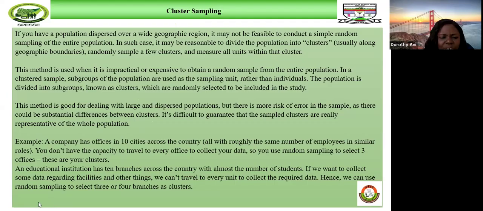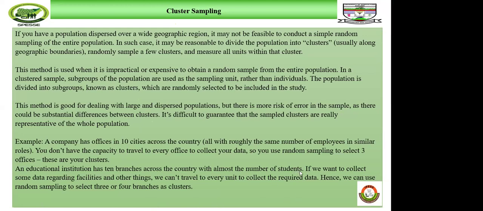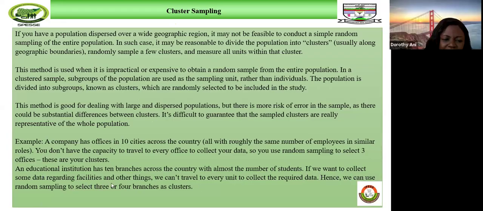So an educational institution has 10 branches across the country with almost the same number of students. If we want to collect some data regarding facilities and other things, you can't travel to every unit to collect the required data. Hence, you can use random sampling to select 3 or 4 branches as clusters. I hope this is clear too.